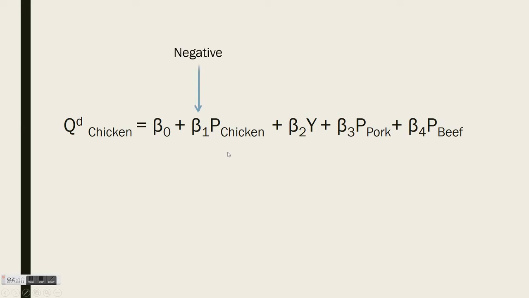So, what are our coefficients going to look like? Well, let's look at our first coefficient, beta 1. That should be negative because we expect as the price of chicken goes up, the quantity amount of chicken should go down. That's first year micro. Income should be positive. Pork and beef, well, they're substitutes. So going back to first year micro, as the price of a substitute goes up, the quantity demanded for the other good goes up as well. So that should be a positive coefficient for beta 3. And it should be a positive coefficient as well for beta 4.